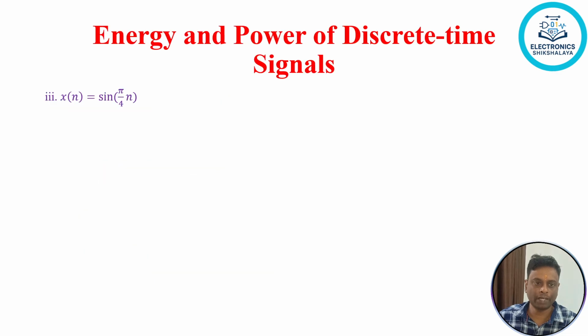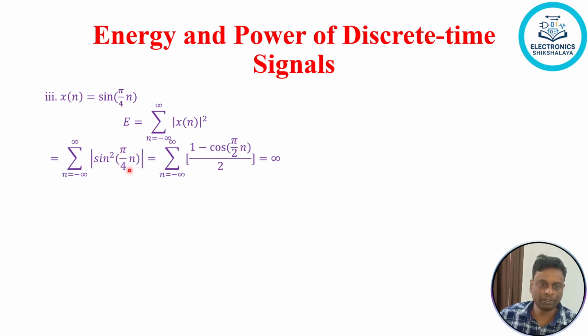This is sin(pi by 4n). So this is the energy of this signal. Energy equals this formula. Next, if we put it in, this will be sin square of pi n. So sin square theta equals (1 minus cos 2 theta) divided by 2. So that will be infinity.